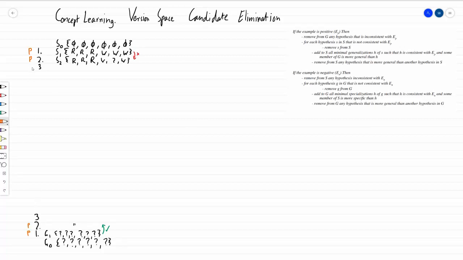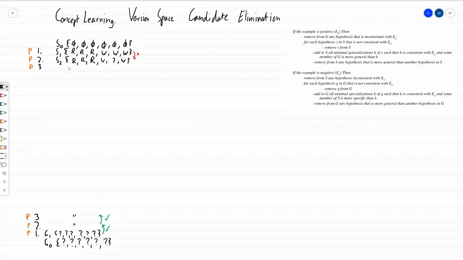And that is another positive example. So again, we're still looking at this part of the pseudocode. So with this, again, our G is still accepting literally everything. So remove from G any hypotheses that are inconsistent. Well, this will be consistent with everything. So it is most certainly still saying the same.